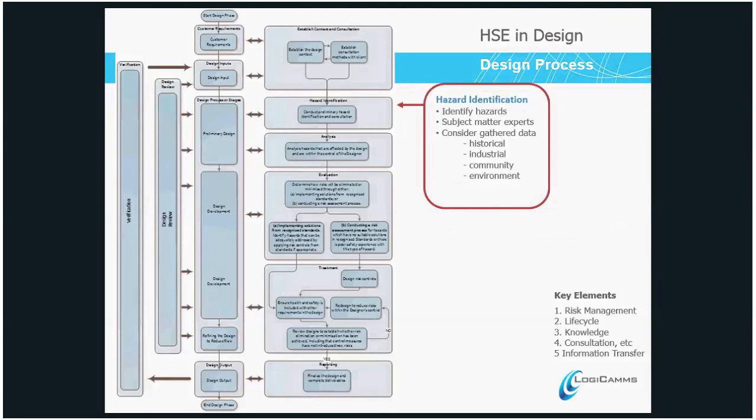The next step after that is the hazard identification. So we need to identify any hazards from the design. We need to be able to do that. We need to have the right subject matter experts involved. And we need to consider things like historical information or what happens in the industry, community or environment, and where things change. So while there are standards and codes of practice, things outside of those codes of practice can influence how we do design.